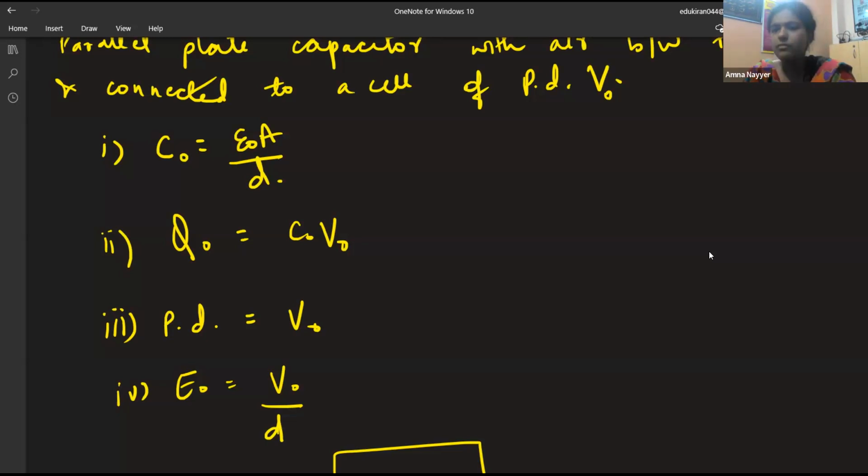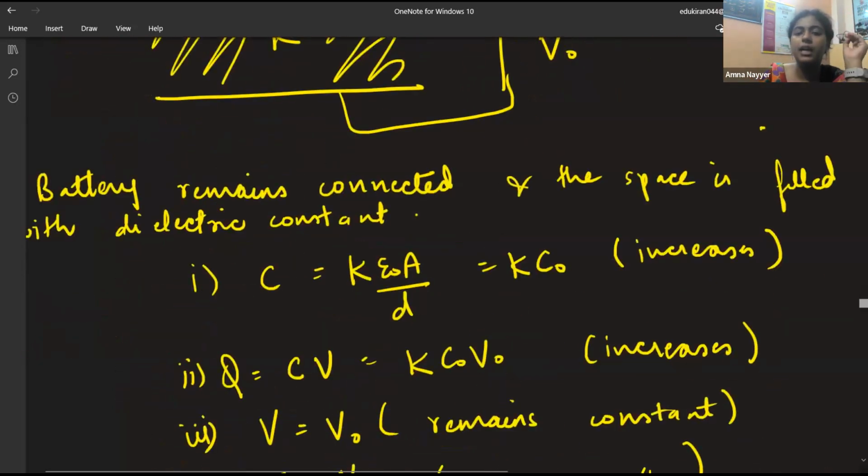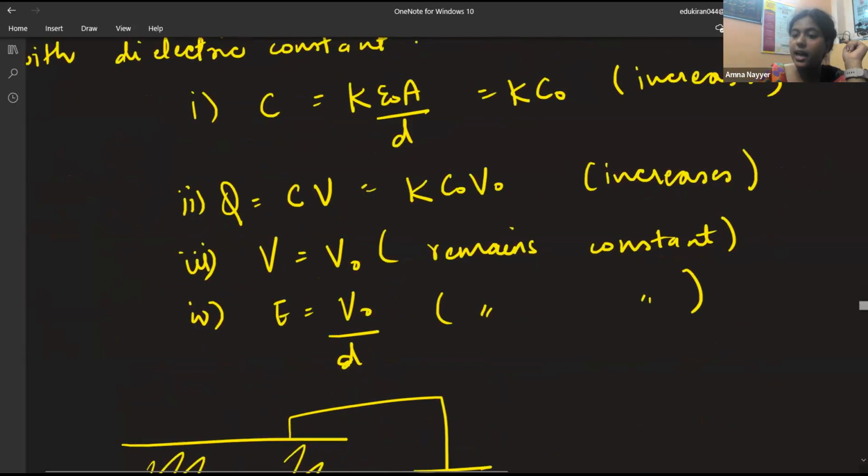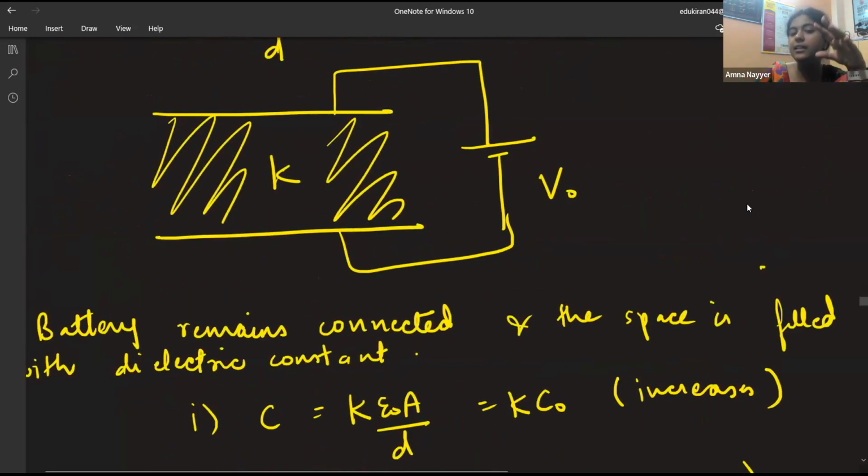Now, this is the general case. Suppose we are studying when the battery is getting connected. If you have connected a battery and a dielectric slab has been filled. Earlier, what was the case that we took? When air was filled between the plates. Now, a dielectric slab has been filled between the plates. So, what happened? As I was discussing in the initial portion of the class also, when a dielectric slab gets inserted, capacitance increases to K times.